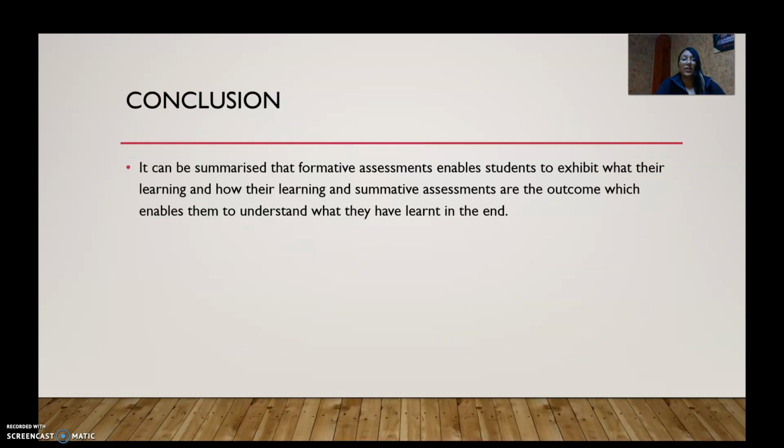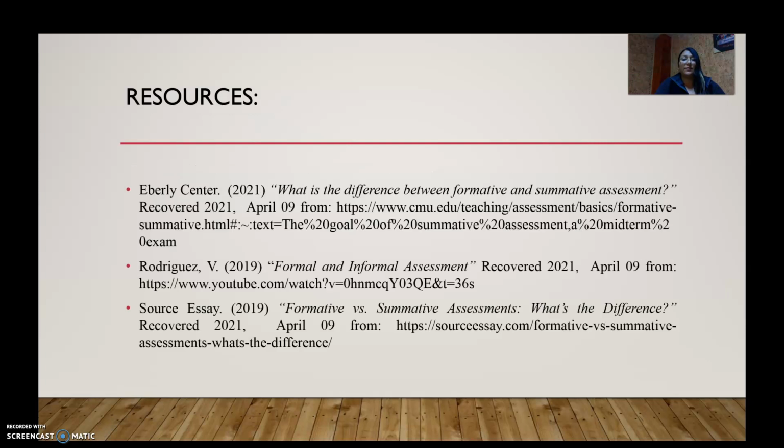As a conclusion, it can be summarized that formative assessment enables the student to exhibit what they are learning and how they are learning. And summative assessment is the outcome which enables them to understand what they have learned in the end. These are the sources that I found.